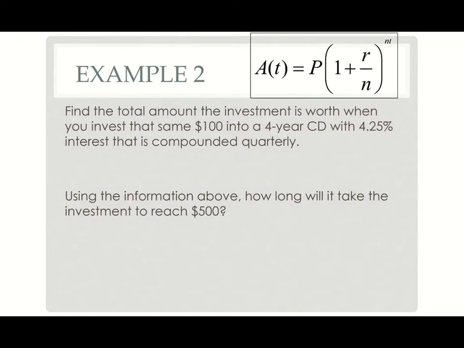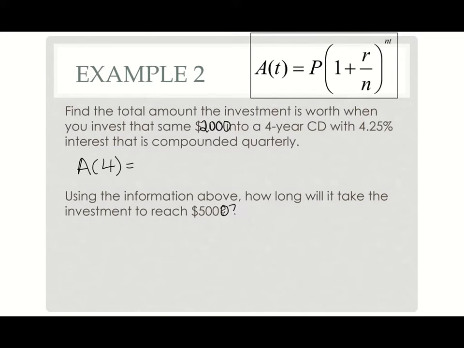So for example 2, we now want to find the total amount the investment is worth when you invest that same $2,000 into a 4-year CD with a 4.25% interest that is compounded quarterly. So we just want to figure out what that final amount is. Just like on that previous slide, we want to figure out what our amount is after 4 years.